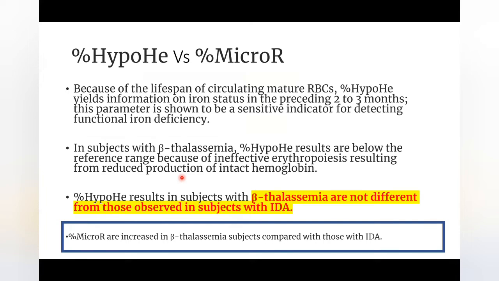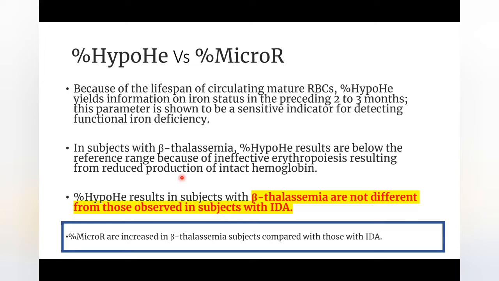What is the difference is that micro-R is increased in beta thalassemia patients more than in iron deficiency anemia, whereas when we talk about hypo-E, the values are not different in beta thalassemia versus IDA. So remember this point. That is what we study. If you look at the Windrobes, that is what we see. Micro-Rs are basically microcytic cells. Micro-Rs are more increased in thalassemia subjects as compared to iron deficiency anemia, whereas hypo-E values are not different. So both are hypochromic.